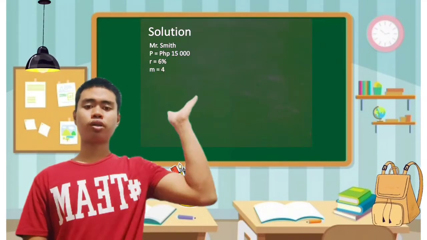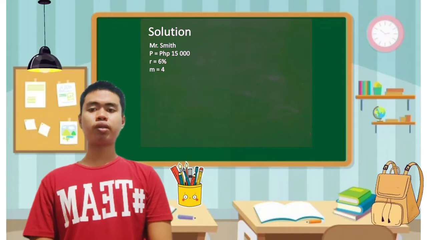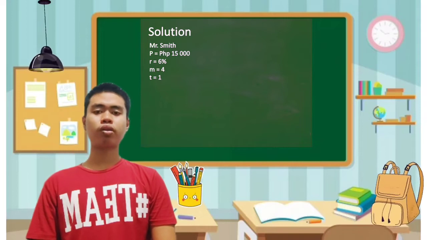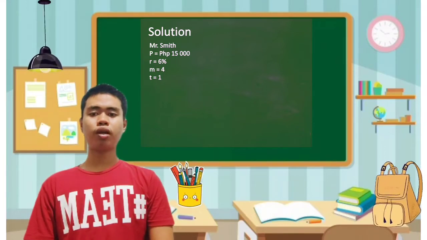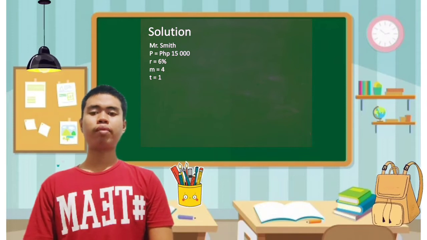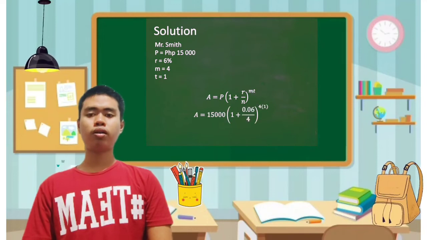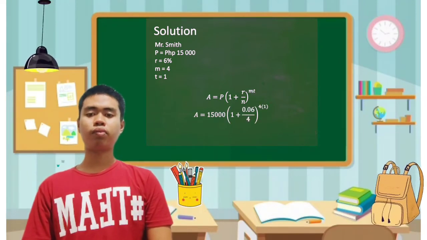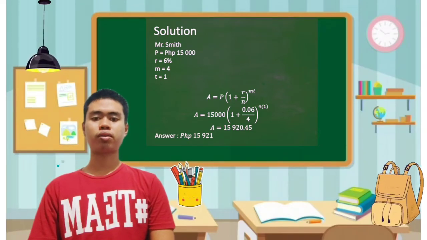And here is the solution. First, we solve for Mr. Smith, where the given is P is 15,000 pesos, the rate is 6%, m is 4 or compounded quarterly, and the time is 1 year. The formula is A equals P multiplied by 1 plus r over n raised to nt. We substitute the given to the formula, and we got 15,920 or 15,921 pesos.